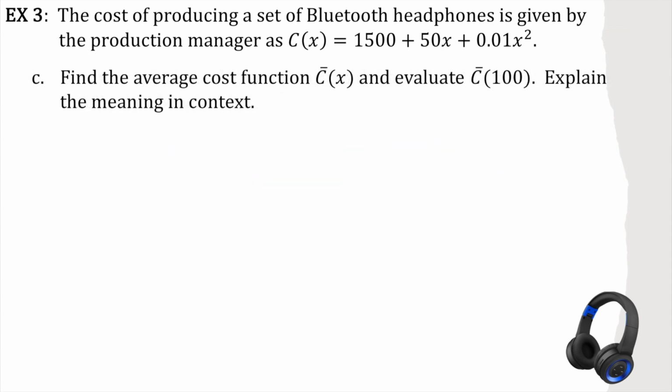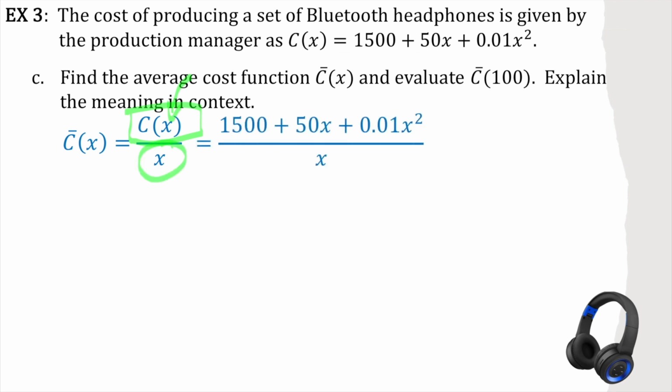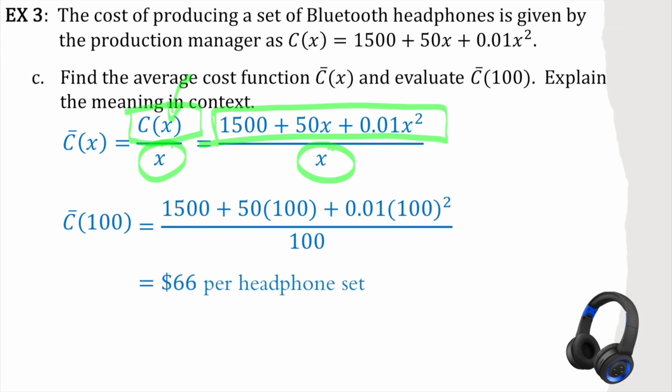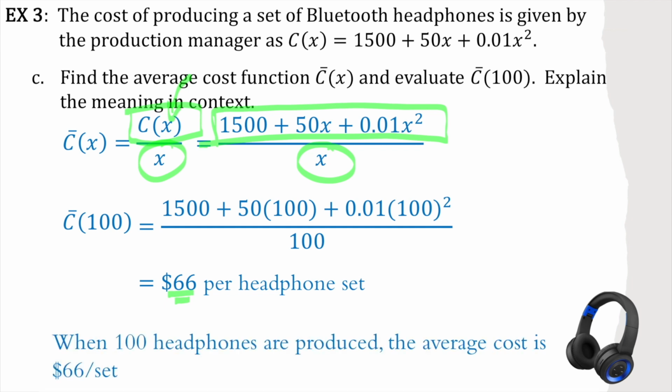Find the average cost function and evaluate the average cost of 100. So again, the average cost function is total cost at a certain amount of widgets or headphones divided by that amount of headphones. Plug in 100 to that, and the average cost for 100 headphones is $66 per headphone set. In other words, when 100 headphones are produced, the average cost is about $66 per set.